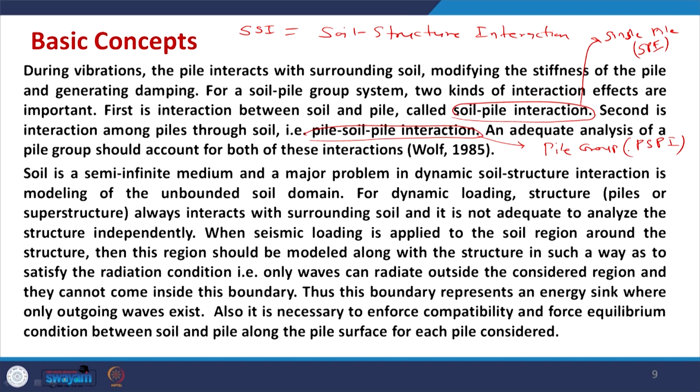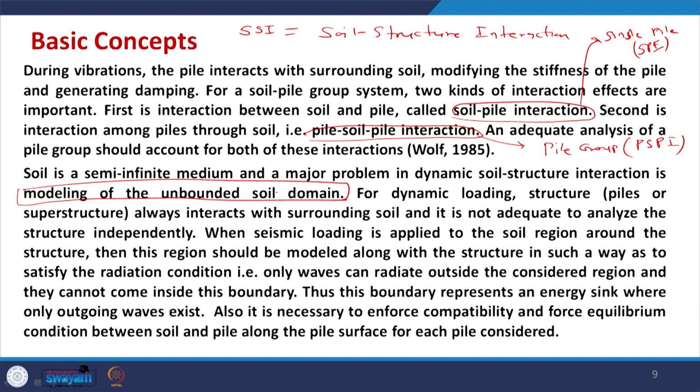But a very common problem is that soil is a semi-infinite medium, it is not a finite medium, and a major problem in dynamic soil structure interaction is modeling of the unbounded soil domain. So, the first issue is modeling of soil domain, and for dynamic loading, structures, whether you say piles or superstructure, always interact with surrounding soil, and it is not adequate to analyze the structure independently. So, the issue here is the modeling of unbounded soil domain, this is a major issue, and about this issue we will talk in detail.